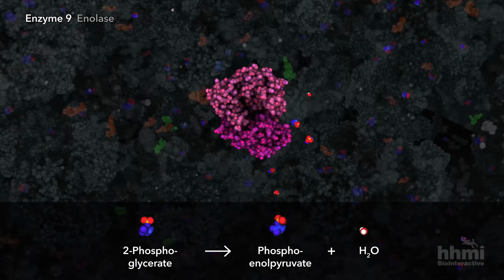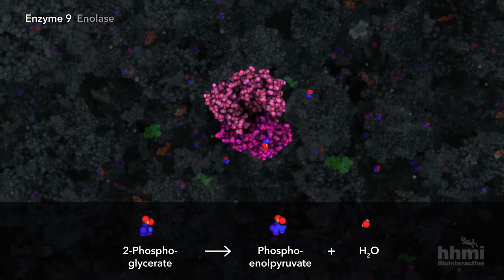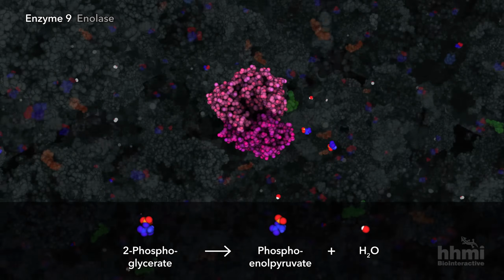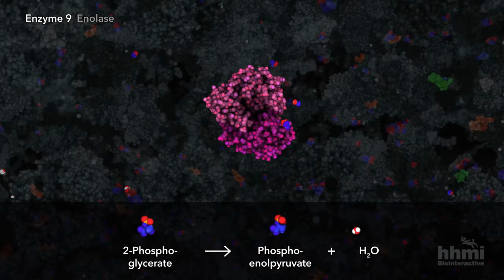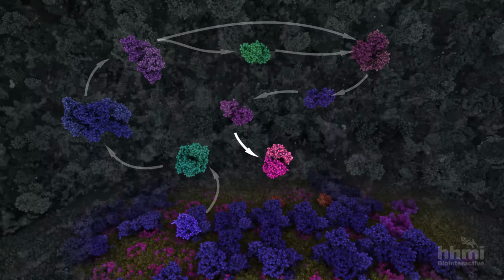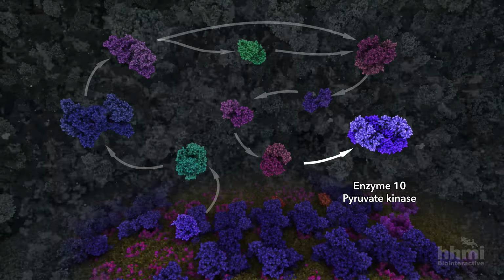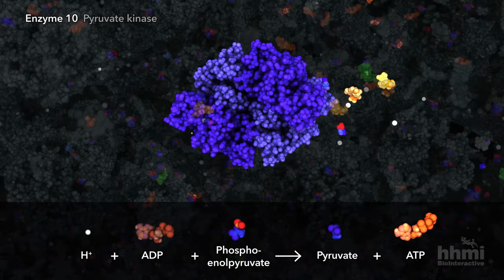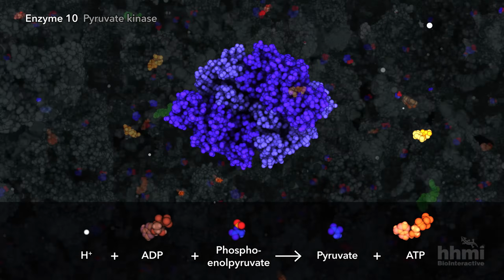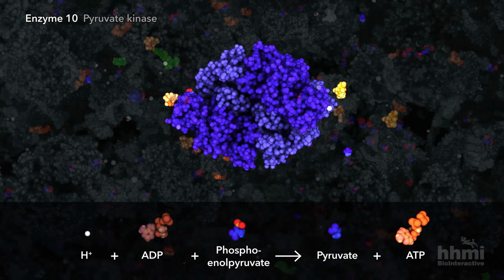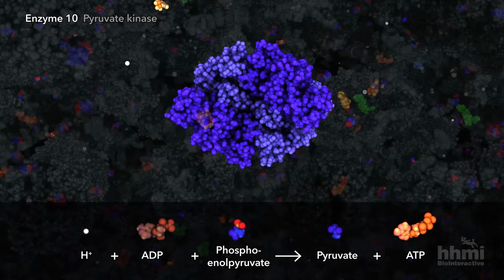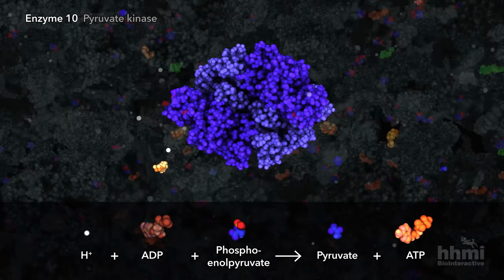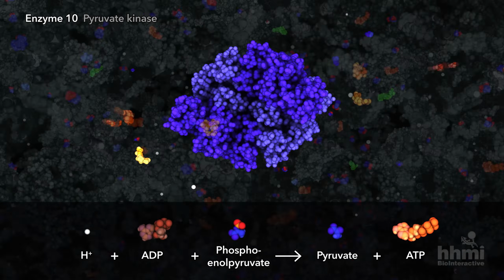The ninth enzyme catalyzes dehydration, increasing the potential energy in preparation for the final glycolysis reaction. The 10th enzyme transfers the remaining phosphate group to ADP, producing ATP and the 3-carbon sugar, pyruvate. Glycolysis finally produces a net gain in ATP.